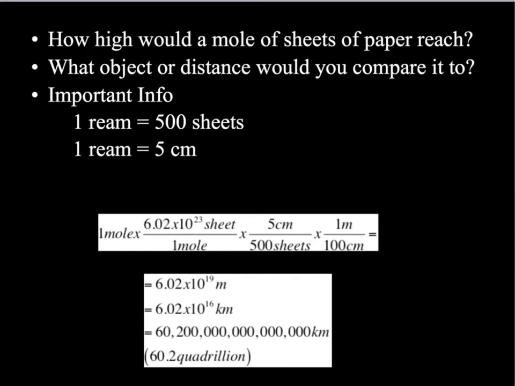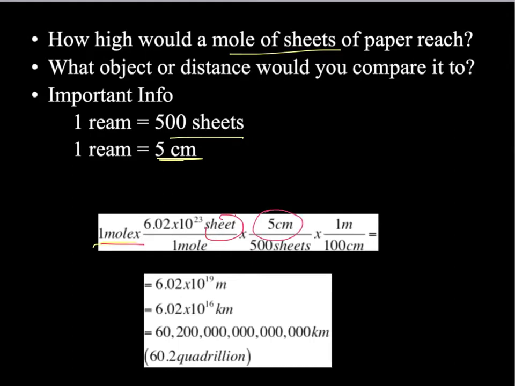So, if we look at a sheet of paper, a mole of sheets of paper, how much would that be? Okay, so if we know a ream is 500 sheets and it's also 5 centimeters, we can do a little conversion action. So we have 1 mole, which is 6.02 times 10 to the 23rd sheets. And 500 sheets is 5 centimeters.